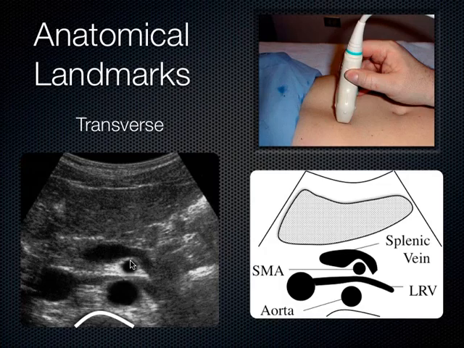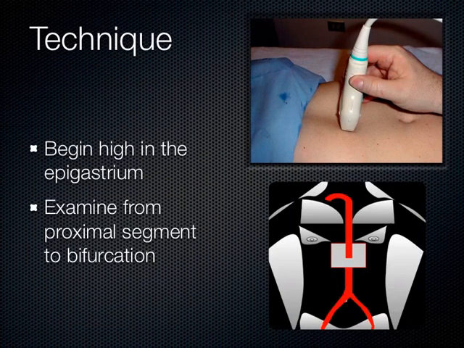Cool? All right. So the way you do this is you start high up in the epigastrium with the indicator to the patient's right. And you're going to examine it.